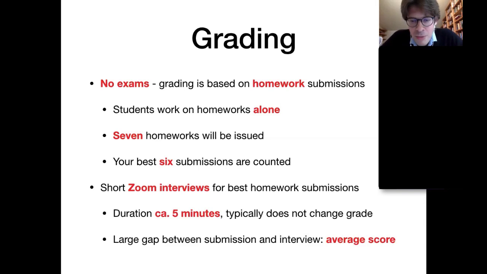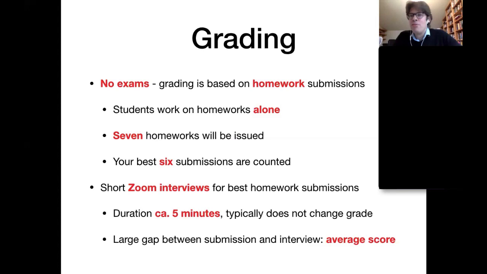It's just something around 5 minutes. And typically it does not at all change your grade. If there seems to be a large gap between your performance in the Zoom interview and the homework submission score, then we take the average of both of those scores. And the topic of those Zoom interviews will be the same as the homework.